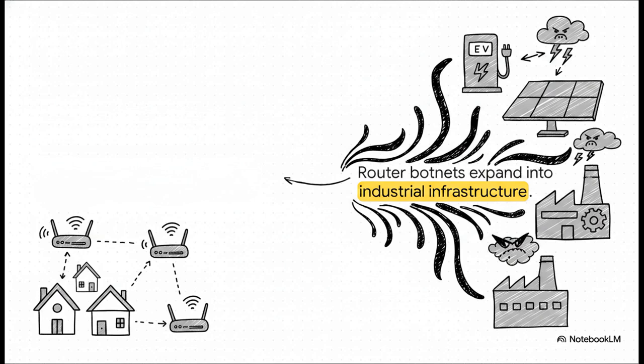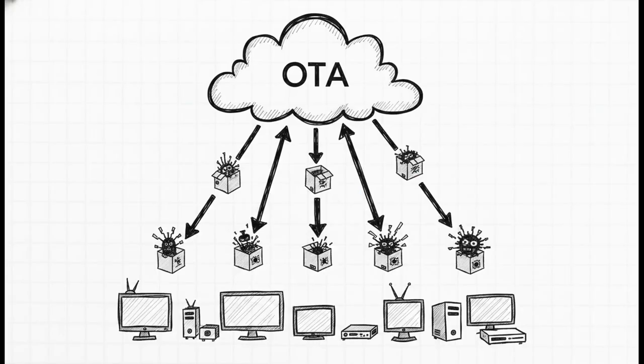By chaining millions of these hijacked devices together, they can launch massive distributed denial of service attacks with enough bandwidth to completely cripple enterprise operations or even critical city services. Plus, attackers are getting much smarter.